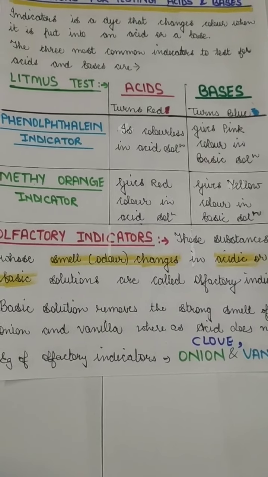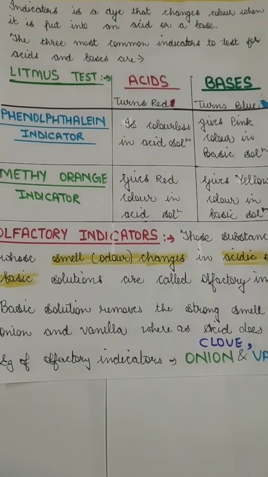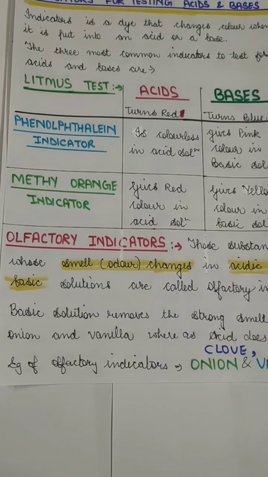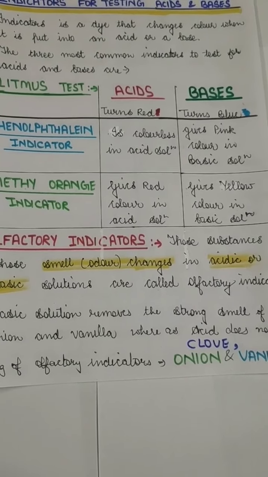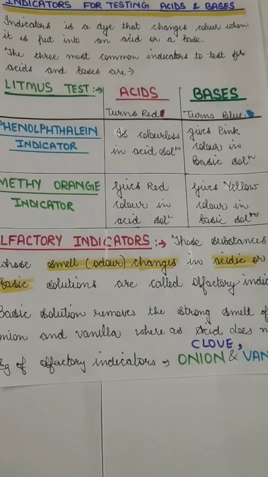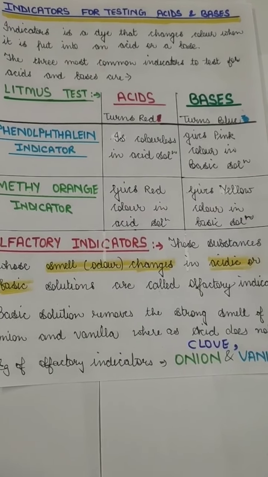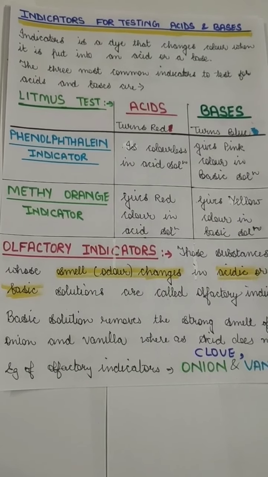When we add a drop of acid on one strip and a drop of base on the other strip, and then smell those strips, we'll find a difference, because onion has a peculiar smell. When we smell the strip which has been treated with a basic drop, we won't smell any onion smell.